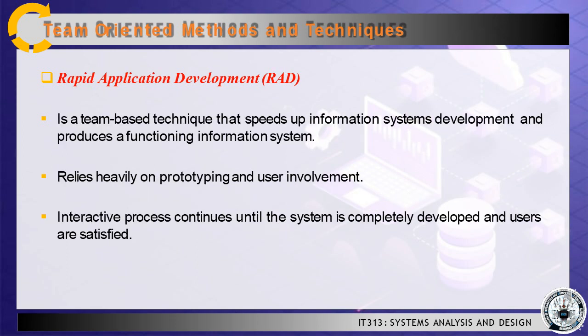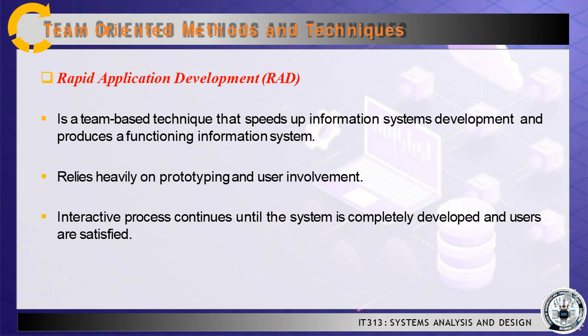Rapid Application Development, or RAD, is a team-based technique that speeds up information systems development and produces a functioning information system. Like JAD, RAD uses a group approach but goes much further. While the end product of JAD is a requirements model, the end product of RAD is the new information system. RAD is a complete methodology with a 4-phase life cycle that parallels the traditional SDLC phases. Companies use RAD to reduce cost and development time and increase the probability of success.